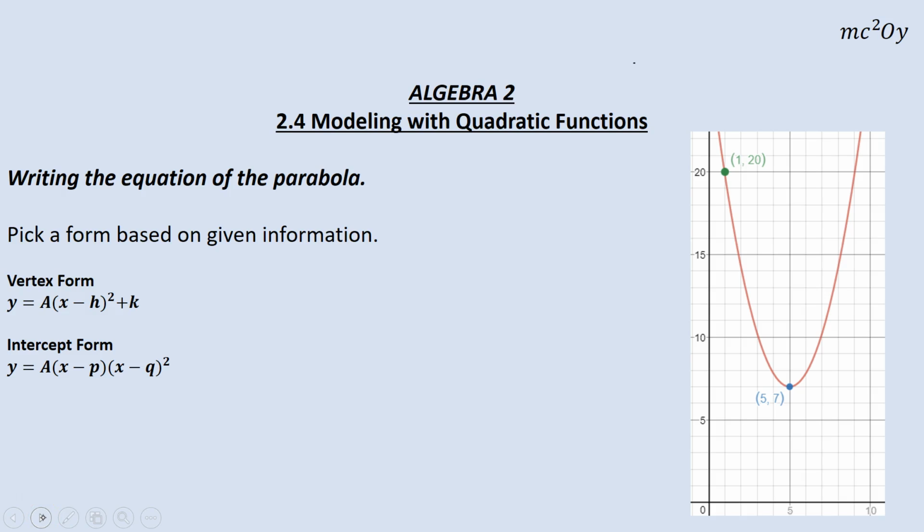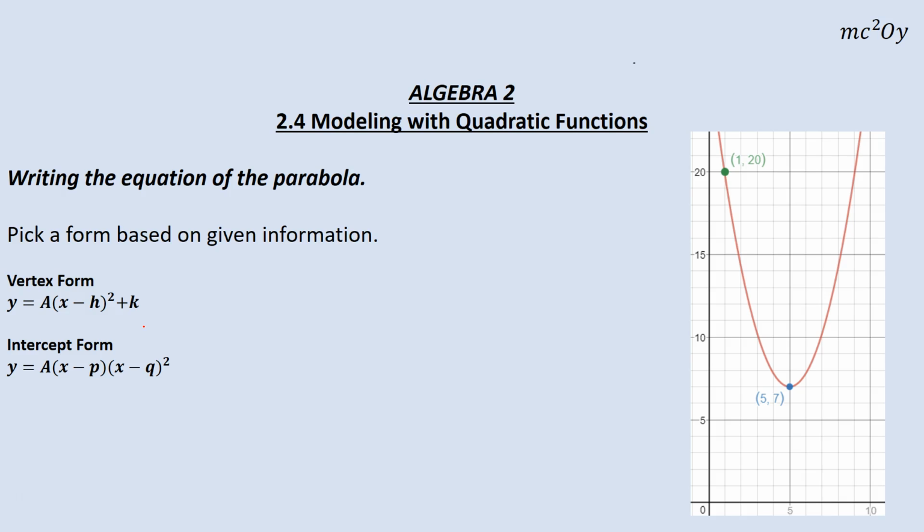When you're looking at a graph, you're going to pick either vertex form or intercept form. Standard form is your all-around general purpose form, and vertex form and intercept form are really the types where you can look at a graph and come up with an equation based on the given information.